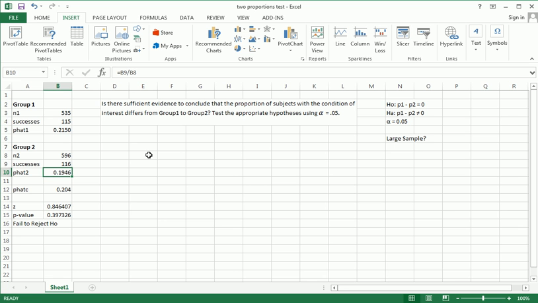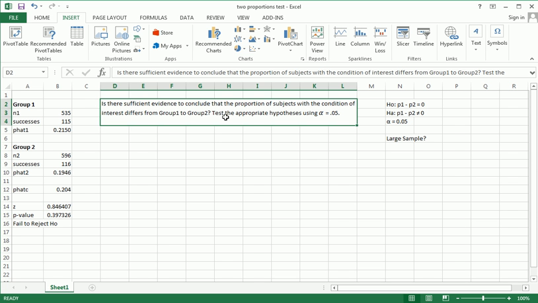Is there sufficient evidence to conclude that the proportion of subjects with the condition of interest differs from group 1 to group 2? In other words, is the sample proportion from group 1 different than the sample proportion from group 2? Okay, and so this is ripe for a hypothesis test, right? So it says test the appropriate hypotheses using a level of significance of 5%, right? I'm reading that right from here, all right?